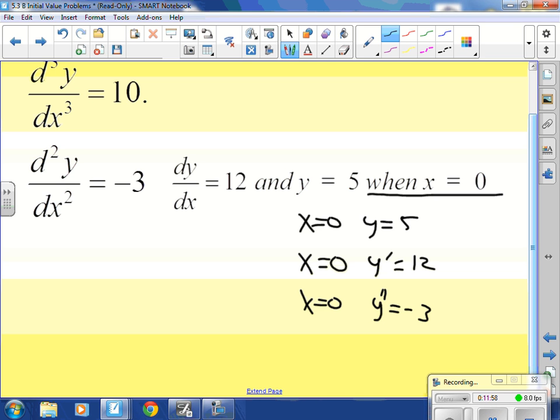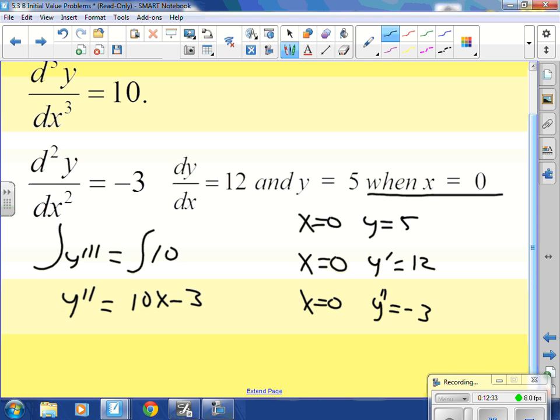So we start here with y triple prime is equal to 10. Therefore, y double prime is 10x plus c, and then we use this initial condition because we're looking for c using y double prime. So when x equals 0, y double prime has to be -3. 10 times 0 plus some constant is -3. In this case, the constant is -3.